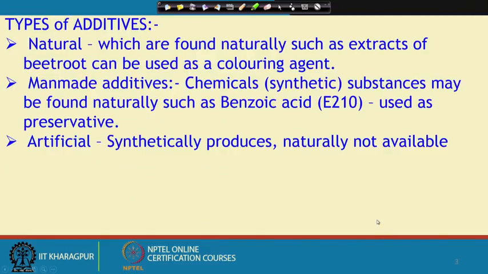So, types of additives then, how many types are there? That can be natural, can be artificial, or can be man-made, right? So, natural, which is available in nature. In many cases, many food materials do have these additives by their nature, or you can extract them and utilize them as a natural resource, right? In some cases, maybe you have made it yourself and then added, and in some cases, it might have been synthetically obtained, and you might be adding them.